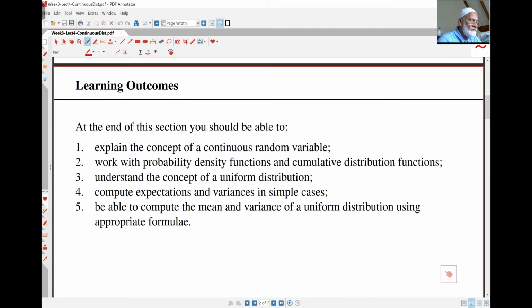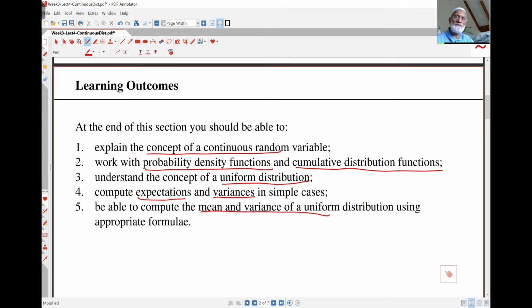Firstly, we want to understand the concept of a continuous random variable. We're going to work here with probability density functions. In the previous case, with discrete, we have probability mass functions. Now we have probability distribution functions. We'll also look at this idea of cumulative distribution function here. We did have a look at it briefly in the discrete case, but not so much in detail. We'll look at a special uniform distribution, and we'll take a look at expectations and variances in simple cases. And we'll take a look at the mean and variance of a uniform distribution.